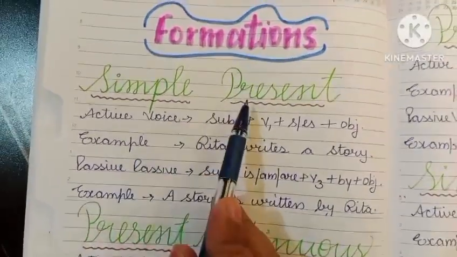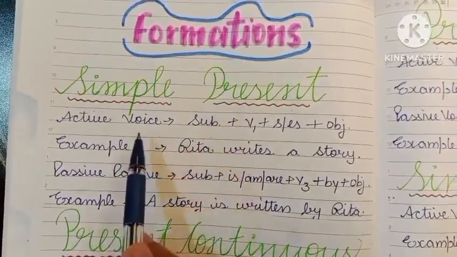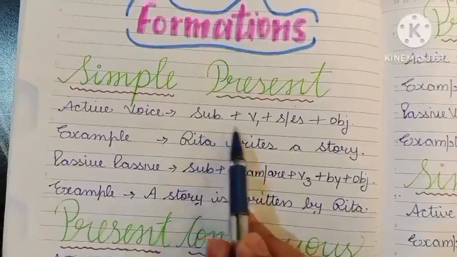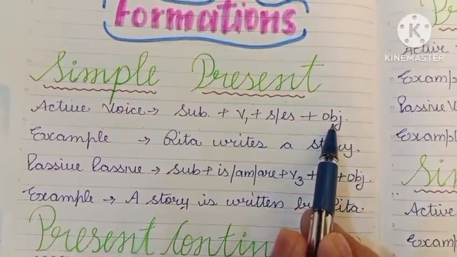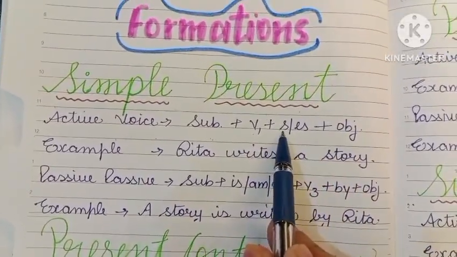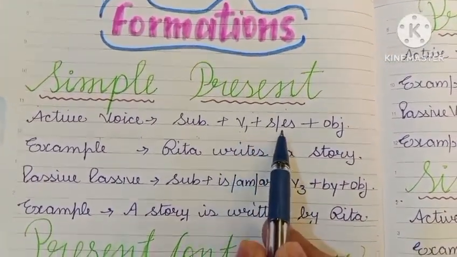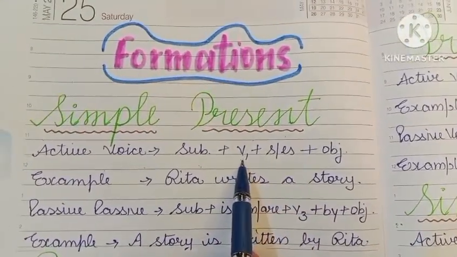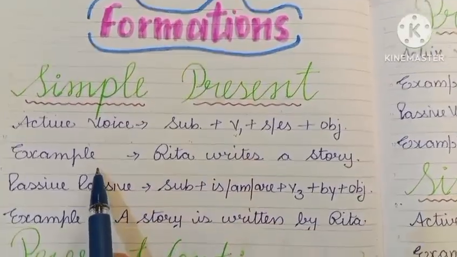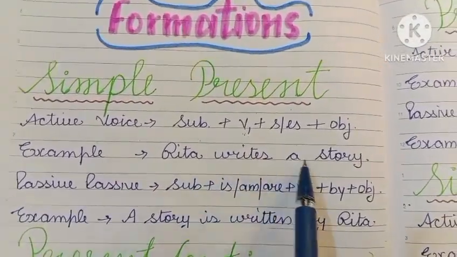Beta, you know the formation of simple present tense. What is the formation? Subject plus first form of the verb plus s/es plus object. And we know where we have to write s with the first form of the verb and where es is written with the first form of the verb. So here the example is Rita writes a letter.